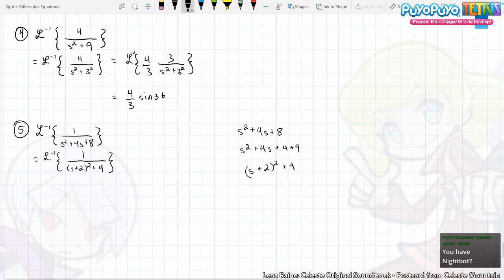So this is of the form e negative 2t sine 2t, but then to do that you would need a 2 at the top. How do we get the 2? Like that. Because you would multiply this by 2 over 2 and then use the commutative property of multiplication or something to put that in the right form.